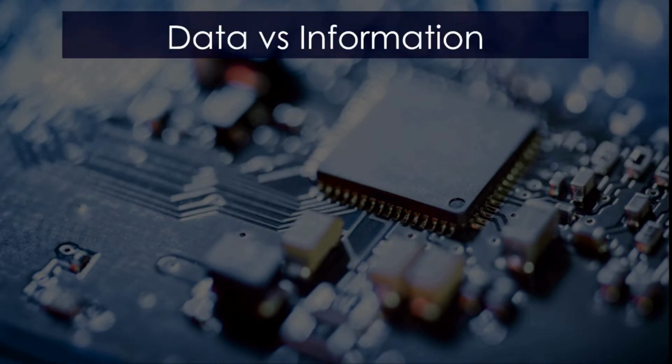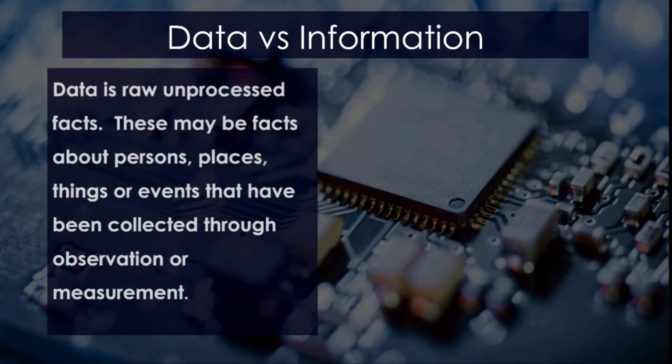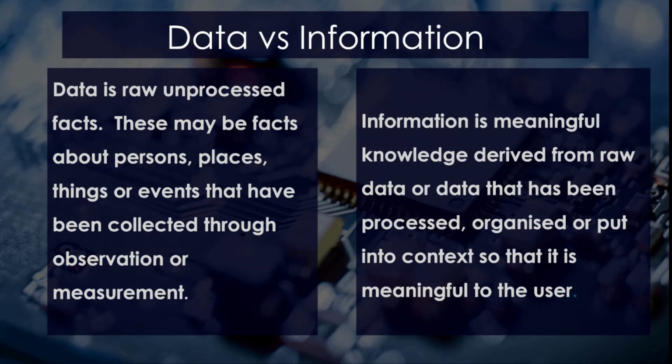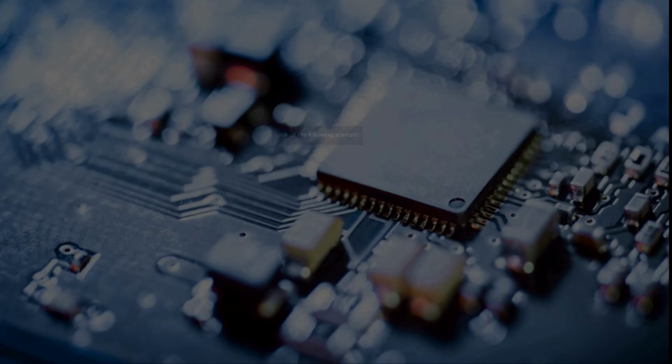Data versus information. Data is raw, unprocessed facts. These may be facts about persons, places, things, or events that have been collected through observation or measurement. Information is meaningful knowledge derived from raw data, or data that has been processed, organized, or put into context so that it is meaningful to the user. To explain this further, let's look at the following scenario.